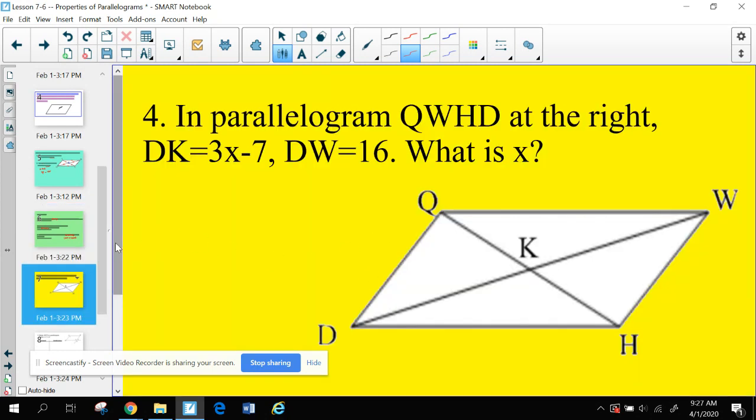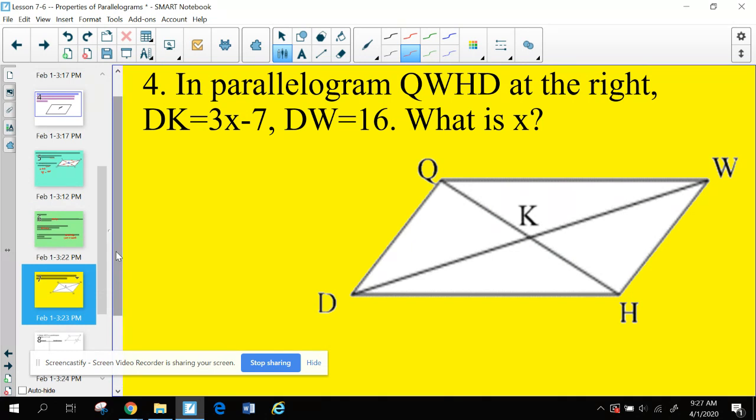All right, a little algebra review. So it says in parallelogram QWHD at the right, we know that the length of DK is 3x minus 7. We know the length of DW, so this whole thing, is 16. We want to find the value of x.